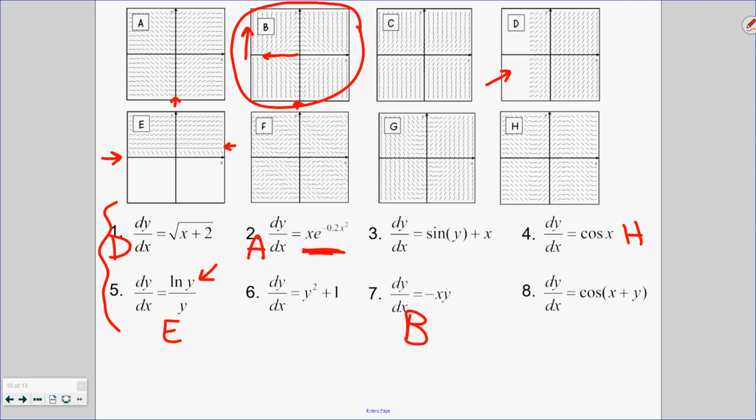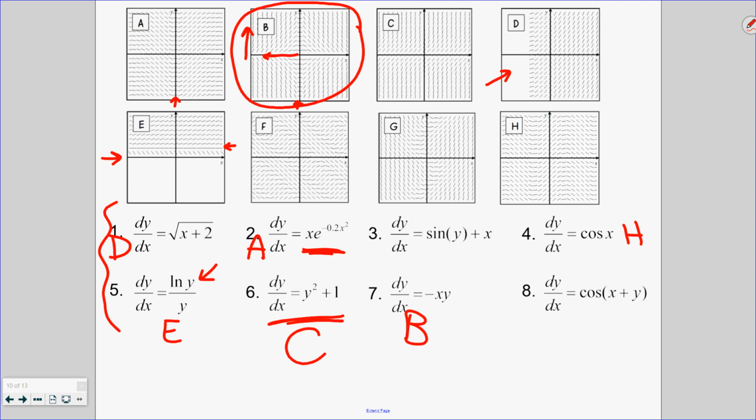So those are the kinds of things that you're going to look at in order to figure out what's going on, and then start matching, and then you eliminate, and what's left is left. So let's look at C. C has lots and lots of super, super steep slopes for the values of y. Well, if you look at 6 here, you can see that if you plug in stuff for y, you're going to square it and then add 1, and that's going to be your slope, which is going to be really, really steep. So definitely 6 will go with C.